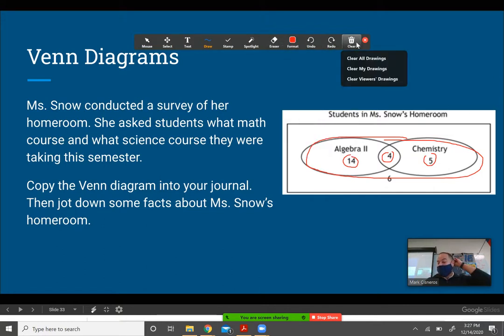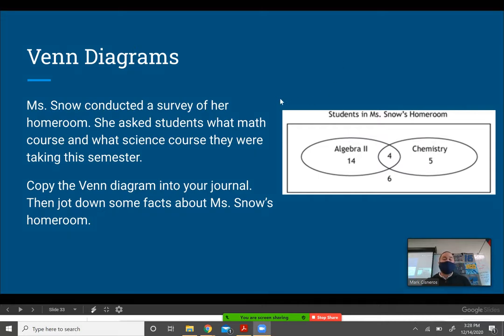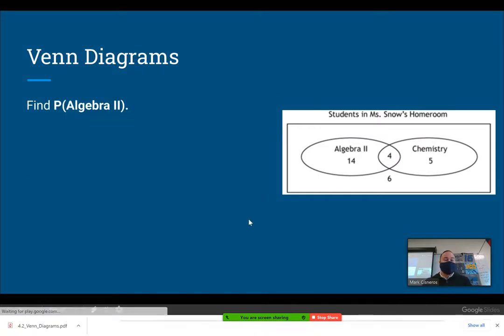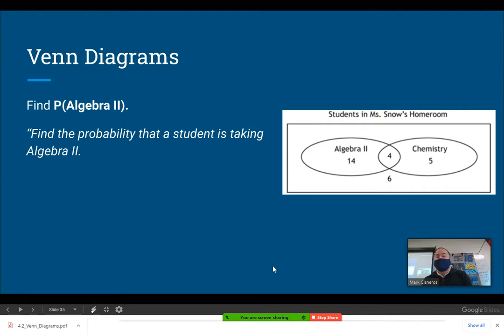Now I'm going to move into the probability questions. You don't have to write these down unless you want to. If you want to write down that question, you can, so you have these for your notes and can come back and look at them later. Help me figure out the fraction for this. Find the probability of Algebra 2. What this means is find the probability that a student is taking Algebra 2. What should my fraction be?